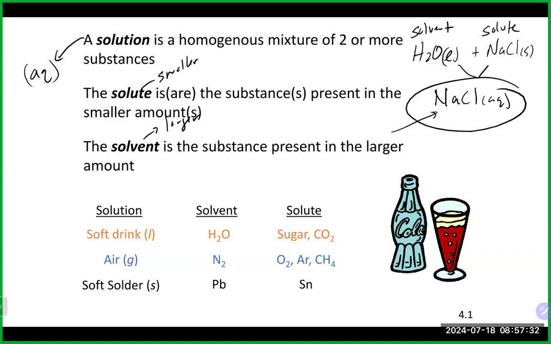It is not always the solvent, but water works really well for things that are ionic and things that are polar. So water is a good solvent for things that are ionic and things that are polar. Water, by the way, is a terrible solvent for something that is non-polar.